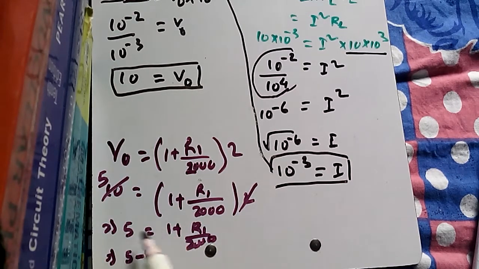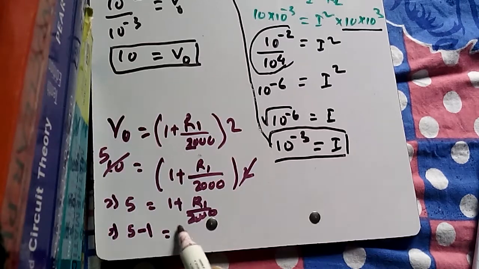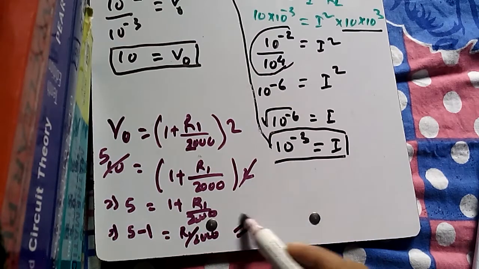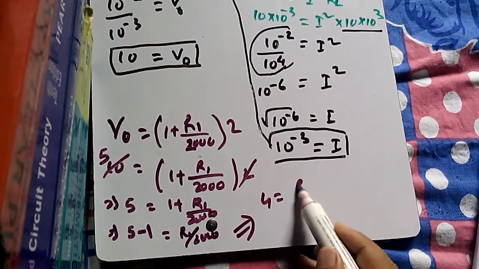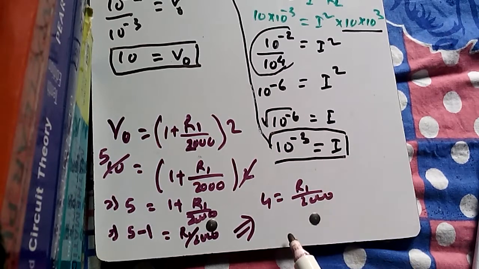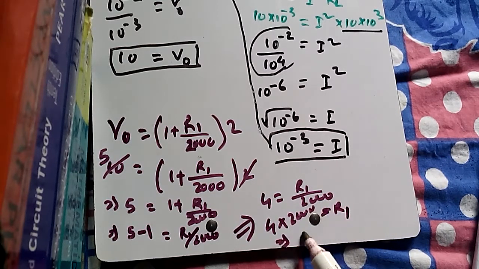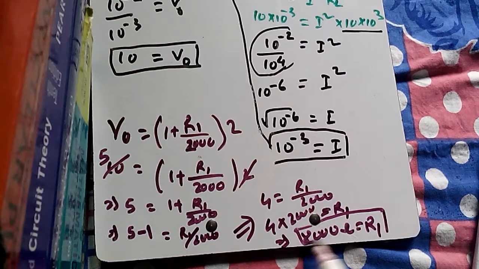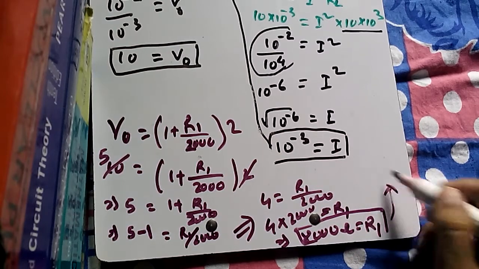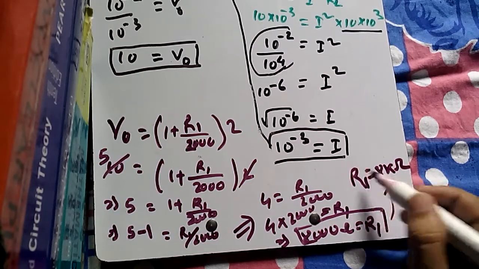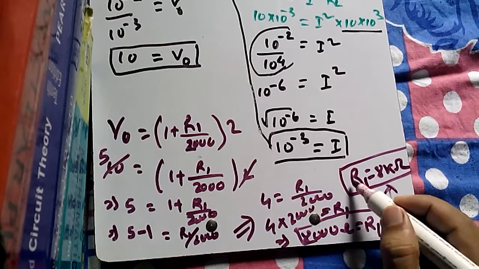5 minus 1, take this 1 from the right-hand side to the left side, is equals to R1 by 2000. That means 4 is equals to R1 by 2000. Then R1 is equals to 4 into 2000 is equals to R1, and that means 8000 ohm is equals to R1. And what is 8000 ohm? 8000 means 8 kilo ohm. R1 is equals to 8 kilo ohm.